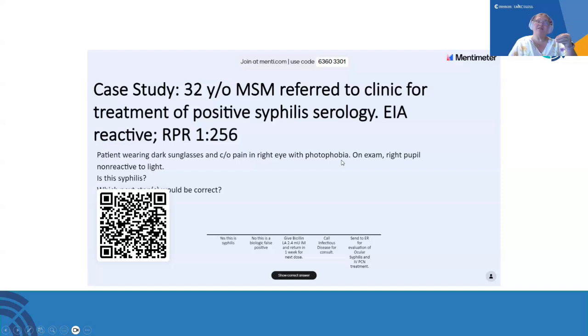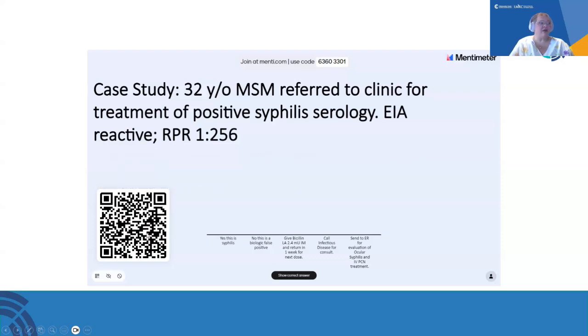When we asked him to remove his sunglasses, he said, "I can't. My eye is hurting so bad." And then when we looked at his right pupil, we found that it was non-reactive to light. So what would be the correct thing that we would do?